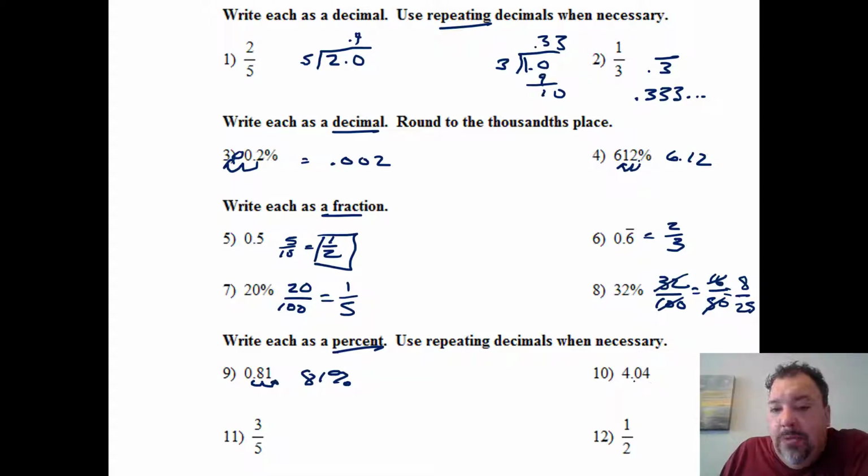4.04, that's more than 1, so that's going to be more than 100%. We move the decimal 2 places again to the right and add the percent sign.